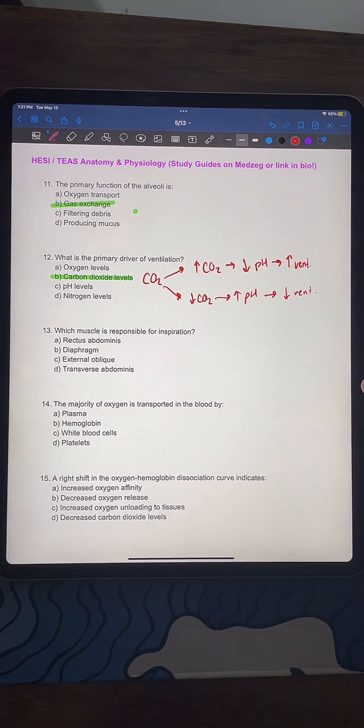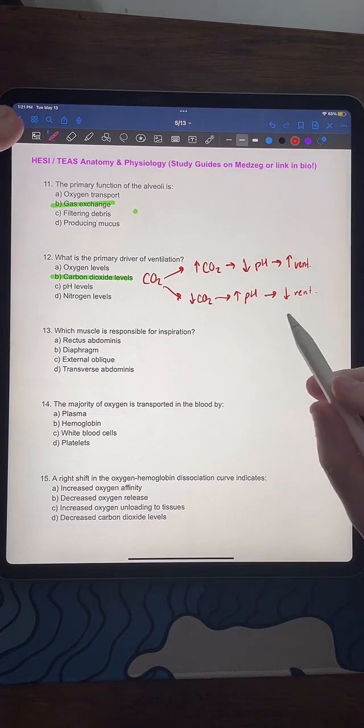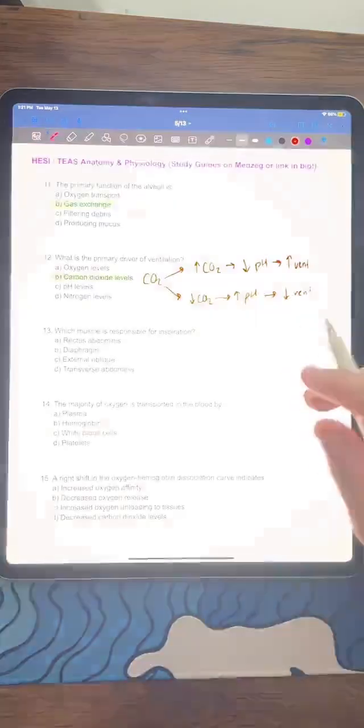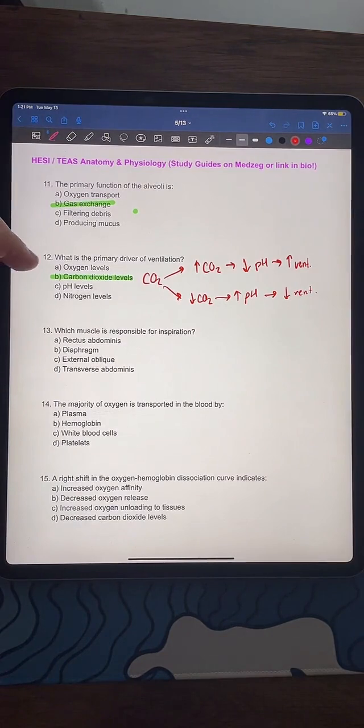pH levels, yes, they are important for answer choice C, but the pH level is directly affected by the carbon dioxide levels. So pH gets regulated by the carbon dioxide levels. And the nitrogen levels, nitrogen is pretty inert in the body. It doesn't really drive ventilation.